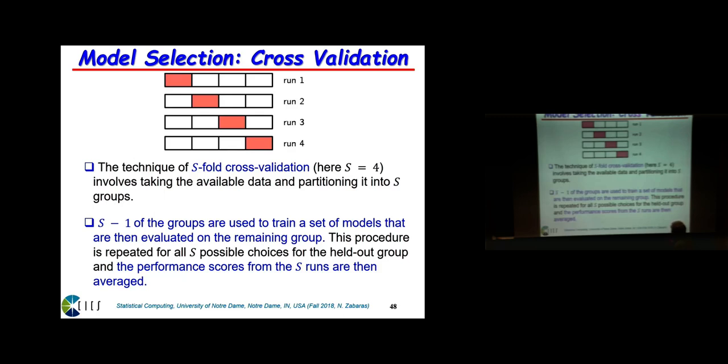So imagine that this is all your data set. What you do is you split it, let's say, in four pieces, and you train your model using the white data, and then you test it on this piece to see how well it performs. Then you repeat it where you use these as your training data and test on this one. This is what's called S-fold cross-validation. S, in this case, is equal to 4. The idea is you use part of the data and then do predictions on the rest and evaluate the average that way.